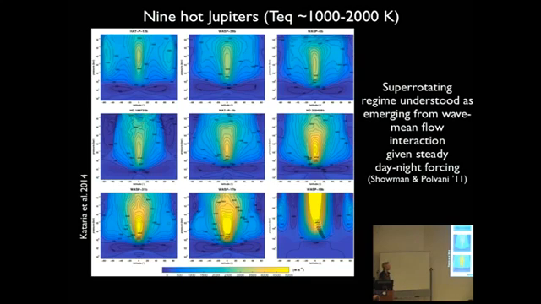hot Jupiters. And so this superrotating regime is actually understood, or at least the explanation that's out there, and I think it's a pretty good one, is that there is a wave mean flow interaction, and at the end, it boils down to the nature of the forcing. Being large scale and having this day side forcing leads to this strong wave mean flow interaction. And this type of interaction has been shown, in a very simplified 1+1 model, to lead to this superrotating regime. So I think most people in the community believe that's the explanation for what's going on.